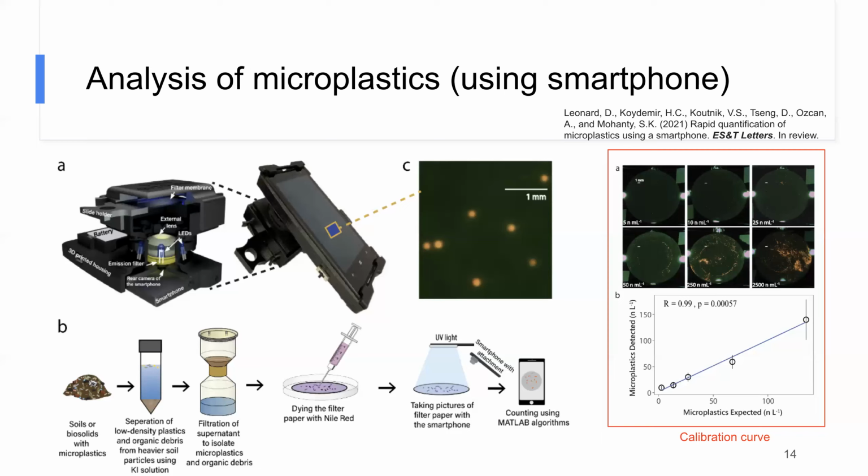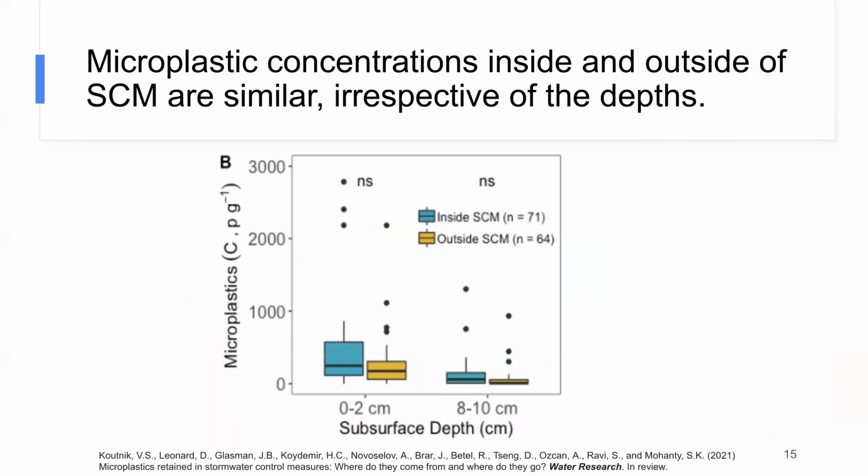This is just to show the calibration curve, that within these concentrations we have a linear range. So if our microplastic concentration is higher than that, we dilute the samples to get accurate concentrations. So now, with that method, the first results are about the question of what the pathway is.